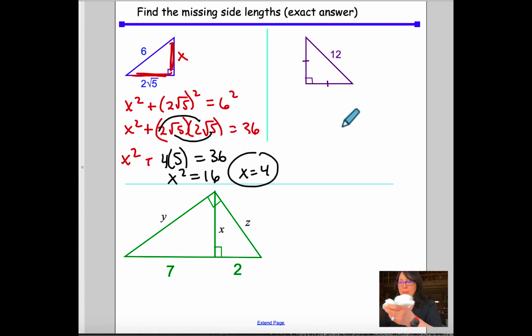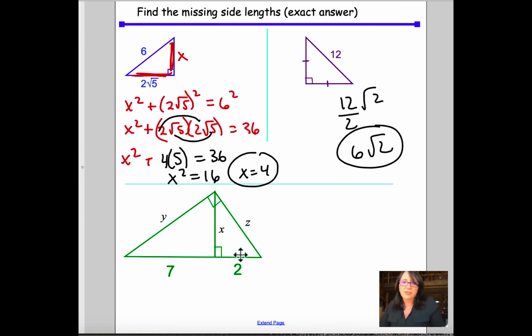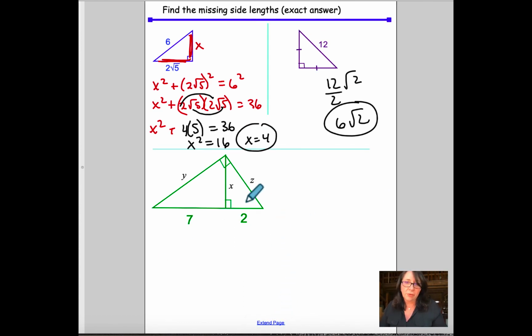For this problem here, this is very similar to that other problem where we have x root 2. So again, we know that this is a 45, 45, 90 because two sides are congruent. And if my sides are congruent, then my angles are congruent, which makes it a 45, 45, 90. So 12 divided by 2 multiplied by root 2, I get 6 root 2. And again, there are multiple ways to do this. This is just one way of doing this.